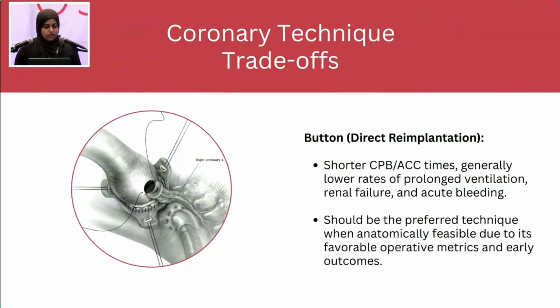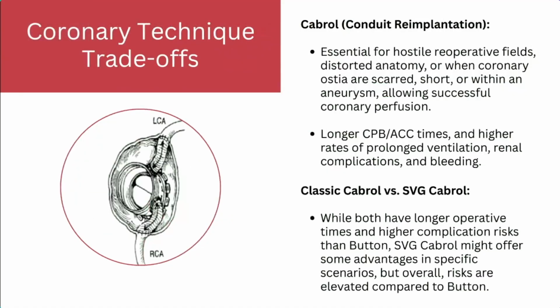Direct coronary button reimplantation is associated with shorter bypass and cross-clamp times, along with lower rates of prolonged ventilation, renal failure, and bleeding. When feasible, it represents a preferred technique due to its more favorable operative and postoperative outcomes. The Cabral technique is used in hostile reop fields or when coronary anatomy is unsuitable for direct reimplantation, such as a scarred or aneurysmal aorta. However, it is associated with longer operative times and higher rates of respiratory, renal, and bleeding complications. Both classic and SVG Cabral demonstrate increased complexity compared to the button technique, although SVG Cabral may provide additional flexibility in select cases.